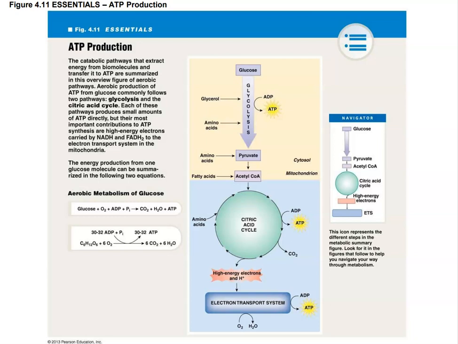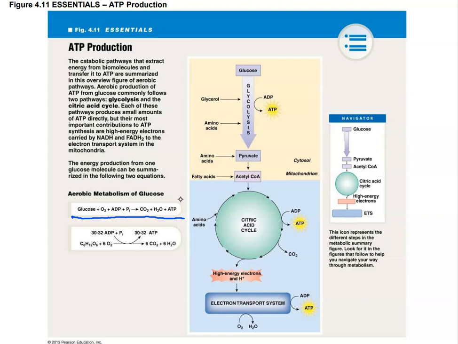Let's take a look at aerobic respiration. We're going to use glucose as our model molecule. The overall equation is shown right here. So we talked about that in the previous video also. So we're breaking down glucose as our model molecule into CO2 and water, and we're generating ATP out of that.